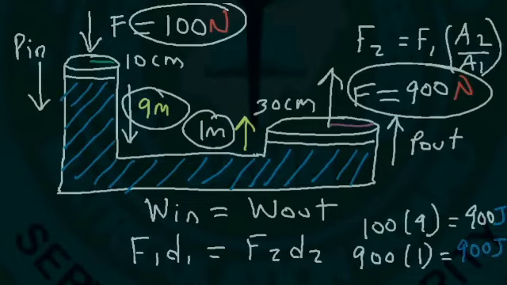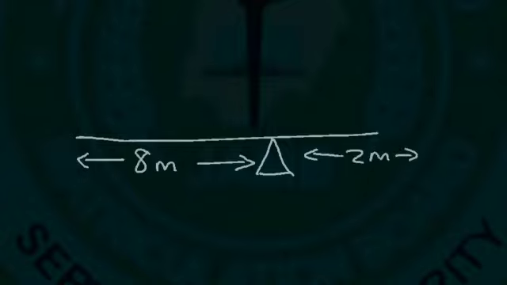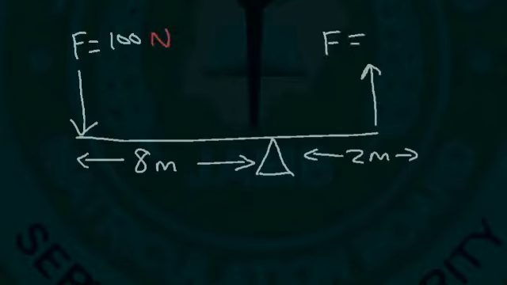The concept is similar to that of a lever. A lever allows you to leverage your force to multiply it so you can lift a larger object. For example, let's say the lever arm on the left side is 8 meters and on the right side it's 2 meters. If you apply an input force of 100 newtons, the output force is going to be 400 newtons.